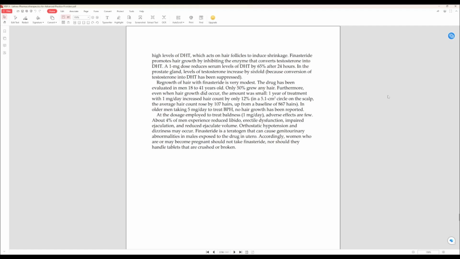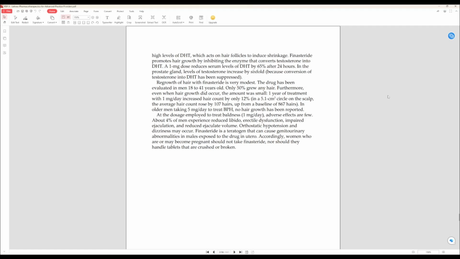Regrowth of hair with finasteride is very modest. The drug has been evaluated in men 18 to 41 years old. About 50% grew any hair. Furthermore, even when hair growth did occur, the amount was small. 1 year of treatment with 1 milligram per day increased hair count by only 12%. In older men taking the 5 milligrams per day to treat BPH, no hair growth was reported.